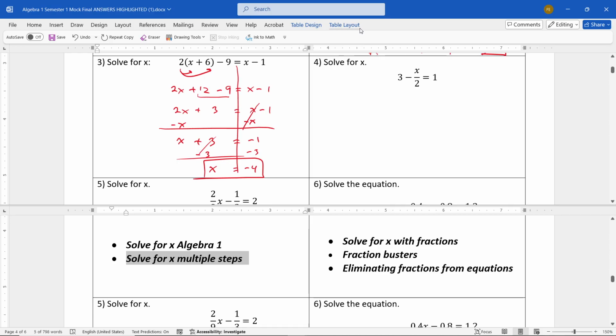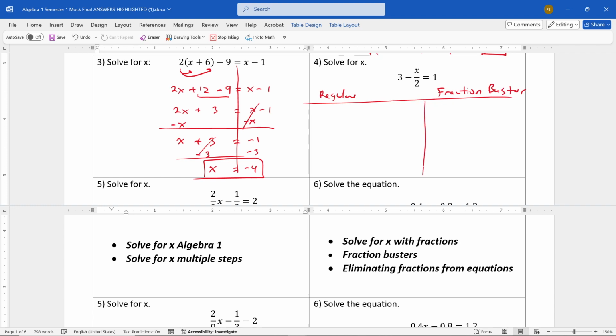Okay, number 4. So number 4, you can solve two ways. You can solve with a regular solving for x, or you can use fraction busters. And I'm going to do it both ways. So here's both ways to solve this. All right, with regular equation solving, you just do your regular steps. There's nothing different to do.